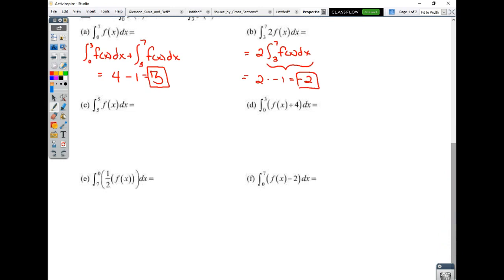So these are all fairly quick, easy things. And my favorite, integral from 5 to 5 of f of x dx. These are the same. I'm not even going to show any work there. It's just 0.